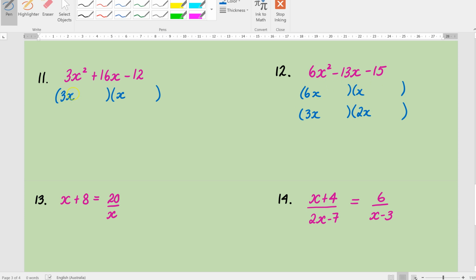Anyway, back to number 11. So what are the factors of 12? We've got 1 and 12, 2 and 6. Does 3 go in 4 times? 5, no, 6. It's already there. You've got all the factors.